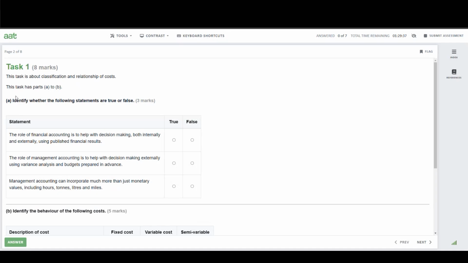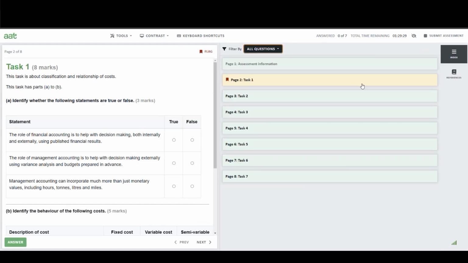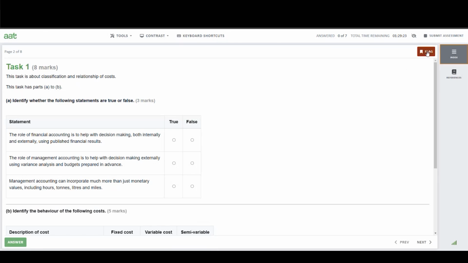If you don't complete all parts of the task, I recommend that you flag the task, and that will give you a reminder. If you look in the index, it shows if you flagged a task, and that's just a reminder that you need to go back to it. So let's take that flag off.